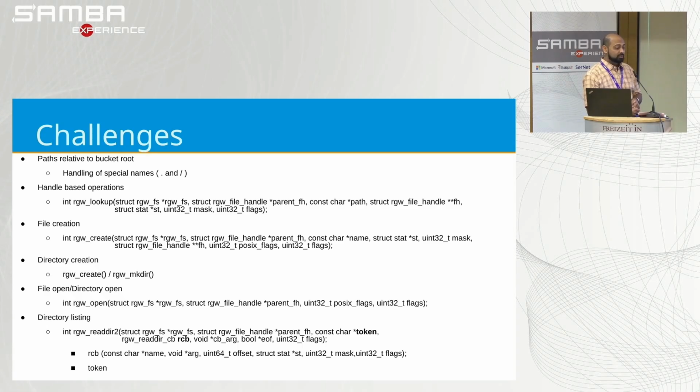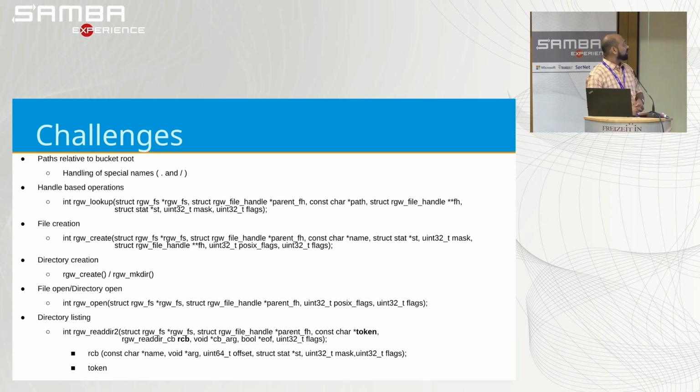Contrary to other file systems, RGW works on handle-based operations. So we do not receive an FD, but we receive a handle, which is an opaque structure. And there are a couple of ways to get this handle, mainly RGW lookup and RGW create. Both provide us the handle, which is fh *fh.